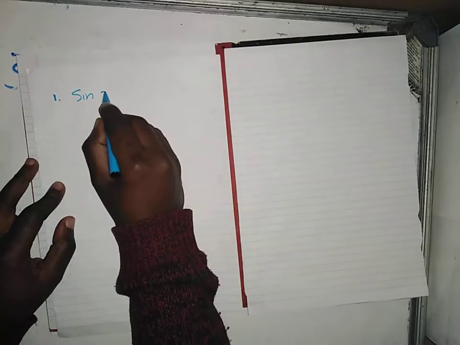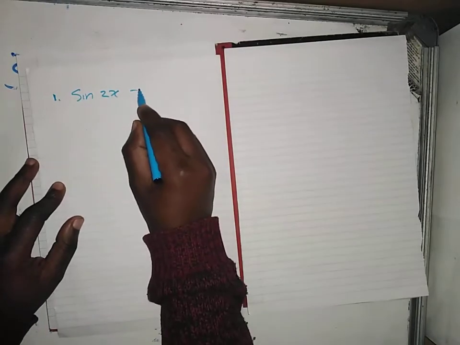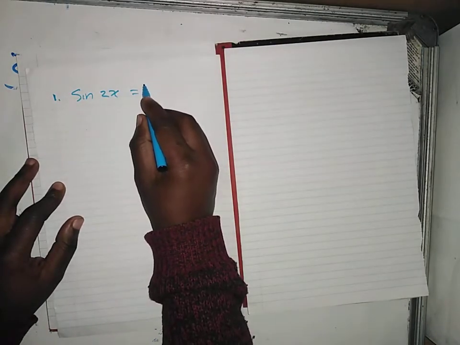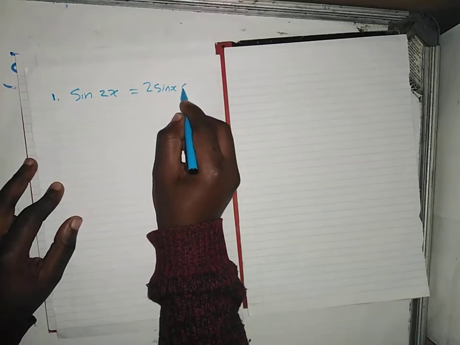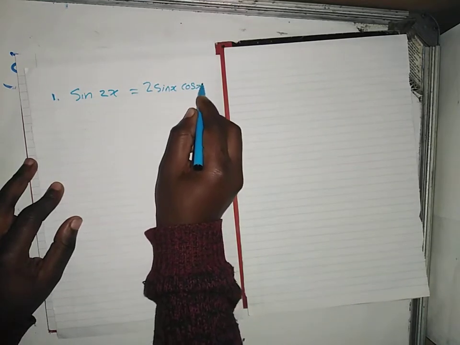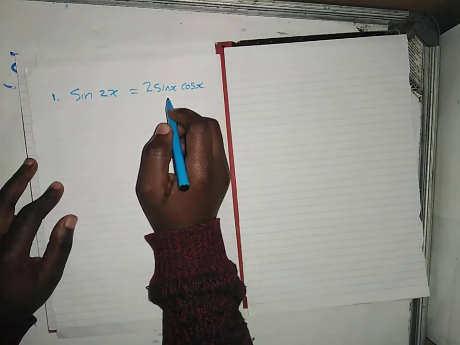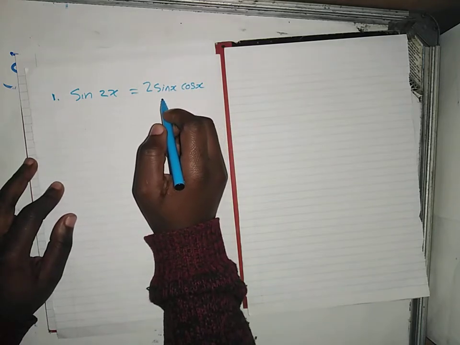Now, when we're speaking about double angles, there are only two formulas. The first one is sine 2x, and it turns out that when you have sine 2x, it is nothing other than 2 sine x cos x. All right, so what does this mean?